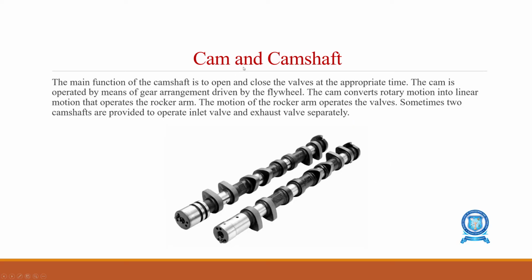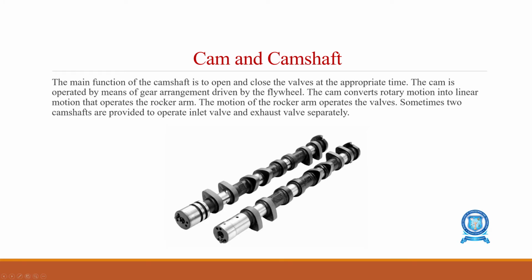The next is the cam and camshaft. I have already said the cam is a small egg-like structure component. So these are the cams: 1, 2, 3, 4, 5, 6, 7 and 8 cams are there. If there are 8 cams, it means this is a 4-cylinder engine.